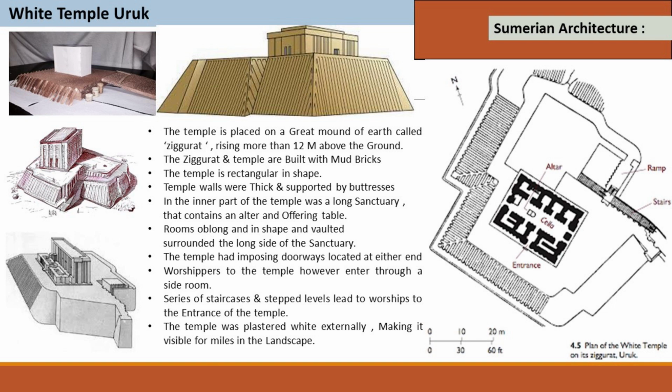The temple walls were thick and supported by buttresses. In the inner part of the temple was a long sanctuary that contains an altar and offering table for a god and to worship God. Rooms, oblong in shape and vaulted, surrounded the long side of the sanctuary. The temple had imposing doorways located at either end. The worshippers to the temple, however, enter through a side room. A series of staircases and step levels lead worshippers to the entrance of the temple. The temple was plastered white externally, making it visible for miles in the land.